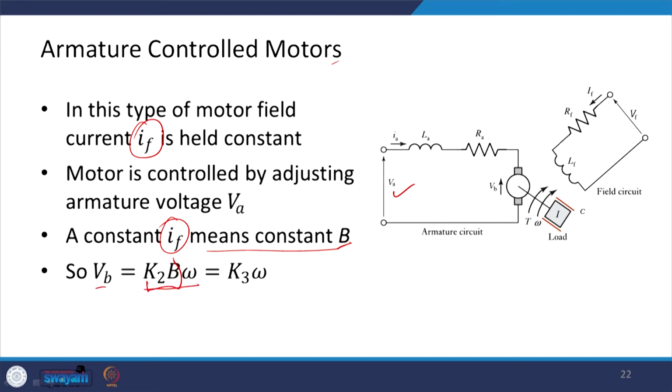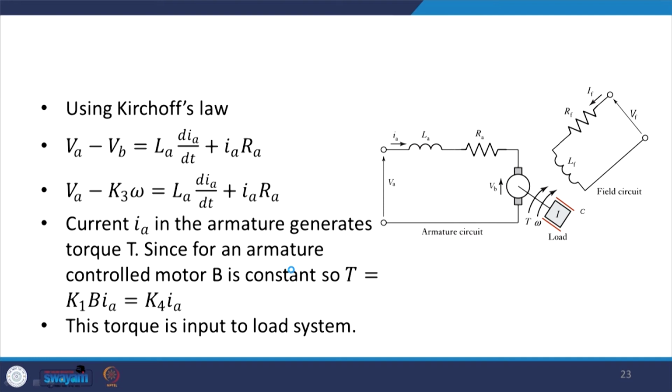So, I can take these two together as a constant. So, this is K3 times omega. Okay. So, then I can apply Kirchhoff's law over here, KVL, Kirchhoff's voltage law. So, the net voltage is VA minus VB, and this is the voltage across the inductor, and you have the voltage across the resistor. Okay. And then I substitute for VB, K3 omega, over here. So, this is the equation which I get.